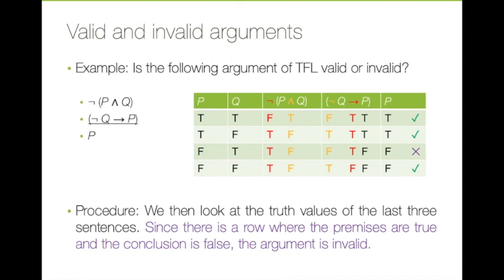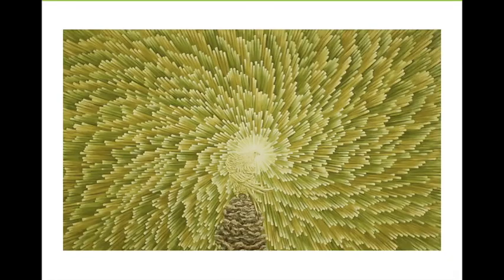So since there's a row where the premises are true and the conclusion is false, just one row, that's enough to show that the whole argument is invalid. So you now have the tools to use truth tables to evaluate arguments. In the next videos, we'll look at a few ways to shorten and simplify our truth table procedures that will make our lives a little bit easier.